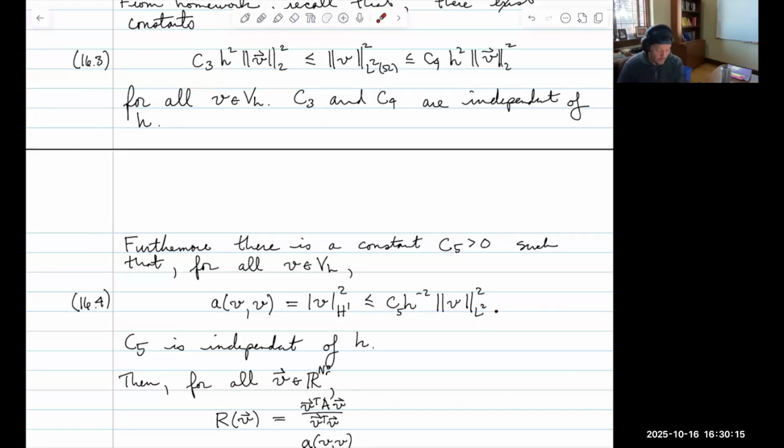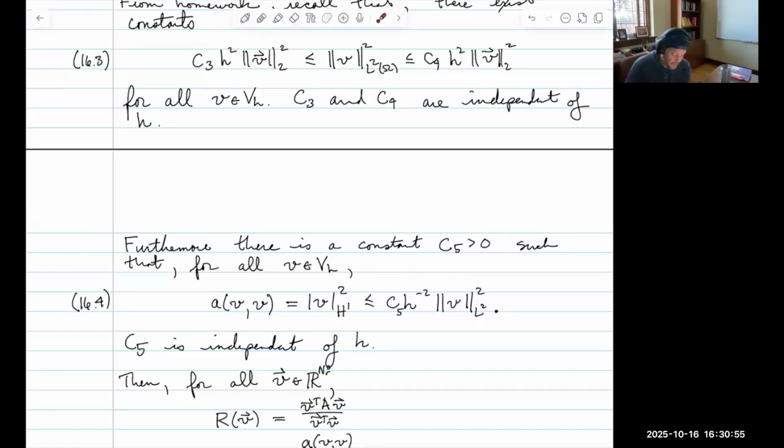Now this can't possibly hold for any v arbitrarily from the infinite dimensional space H01. It can only hold for the subspace of functions from the finite element space. So it has to be from the finite dimensional space. If you were to ask me whether it's true for any v in H01, the answer is emphatically no. It doesn't work for that big infinite dimensional space, but it does work for the finite dimensional space.